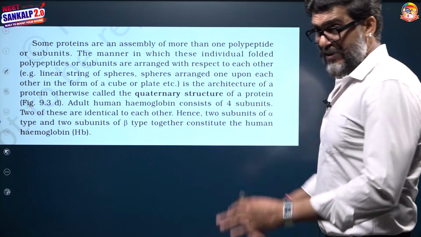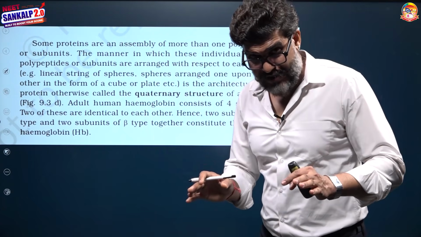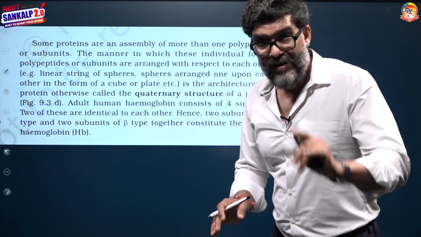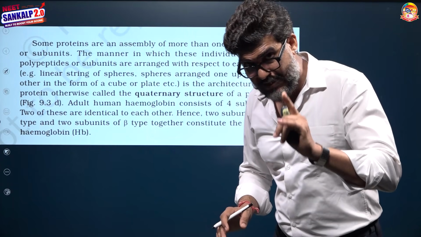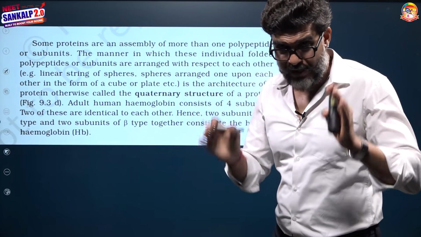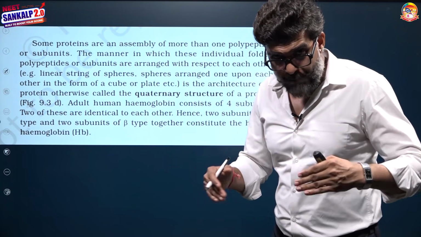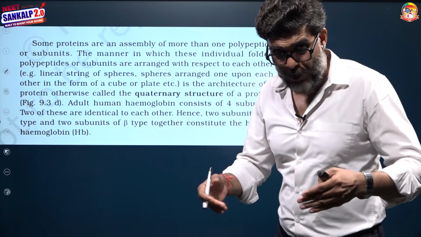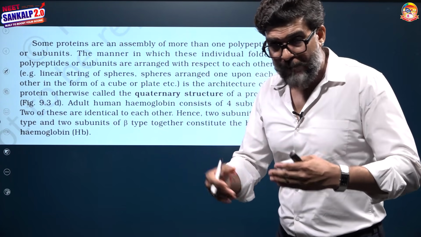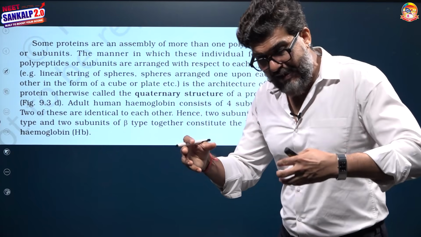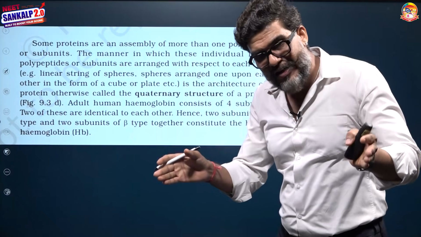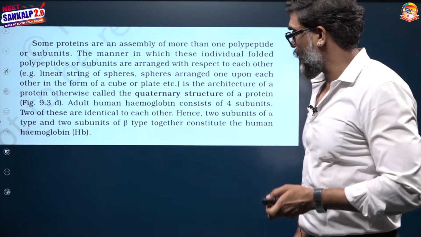Simple. For quaternary structure, the protein must be made up of more than one polypeptide chain. A protein containing a single polypeptide chain can never attain quaternary structure. To attain quaternary structure, the number of participating polypeptide subunits must be more than one. Then only can one polypeptide unit arrange in a specific manner with respect to another, and that spatial arrangement is known as quaternary structure.